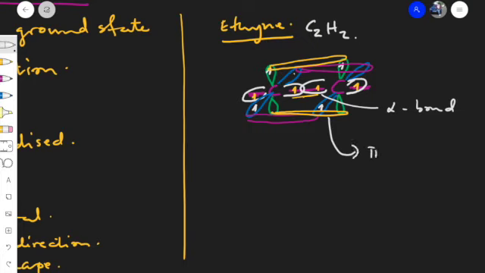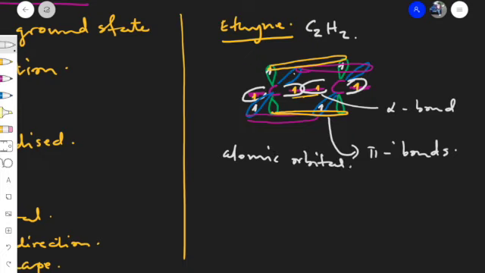So in this case, we are going to have two pi bonds. So this will be your atomic orbital. This is your atomic orbital.